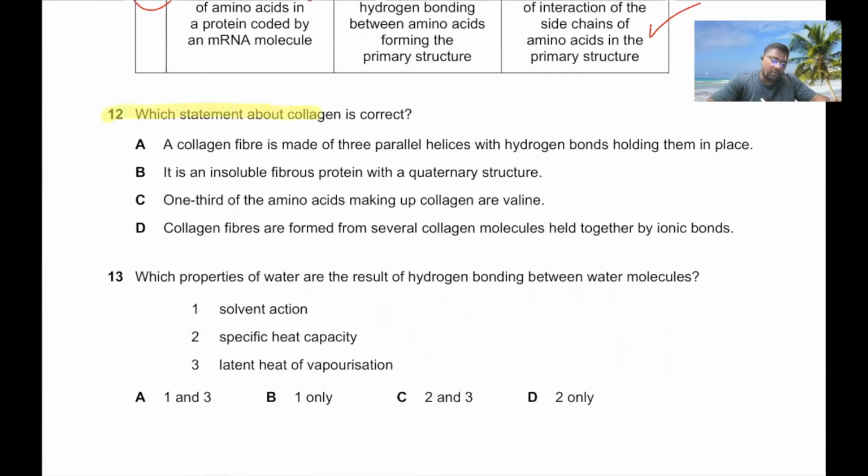12, which statement about collagen is correct? A collagen fiber is made of three parallel helices. Collagen fiber is made of many molecules of triple helices. All right, it is an insoluble fibrous protein with a quaternary structure. Yes, that is the correct statement. One third of the amino acids making up collagen are valine. No. Collagen fibers are formed from several collagen molecules held together by ionic bond. No. So 12B is the correct answer.